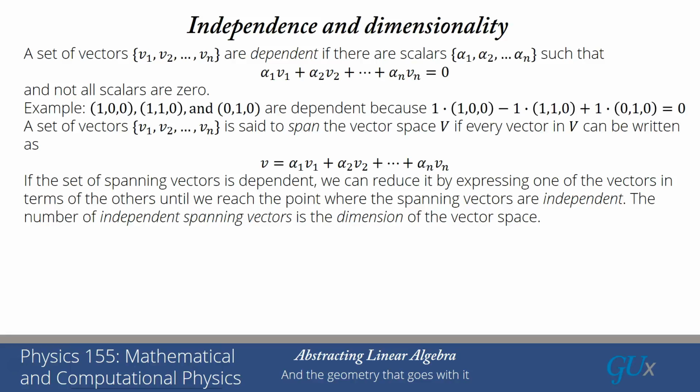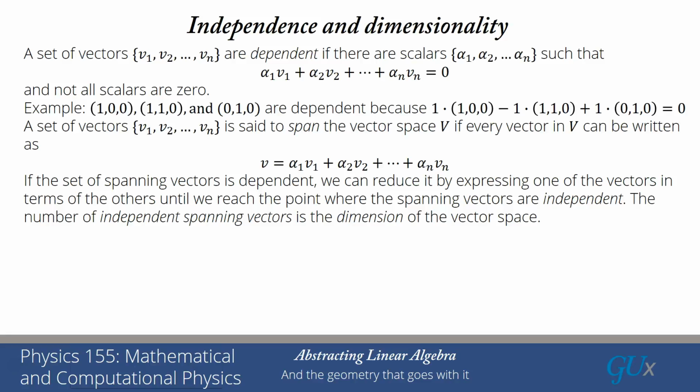And when the set of spanning vectors are independent, that forms a basis, which is the kind of basis that we like to use for a vector space. In particular, if we count the number of independent spanning vectors, that will give us the dimension of the vector space.